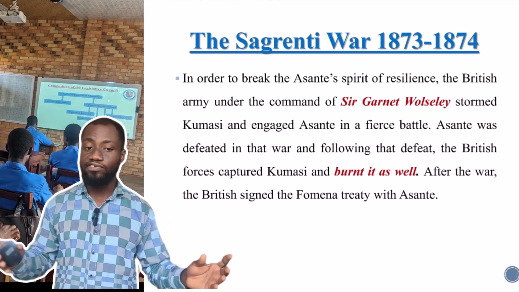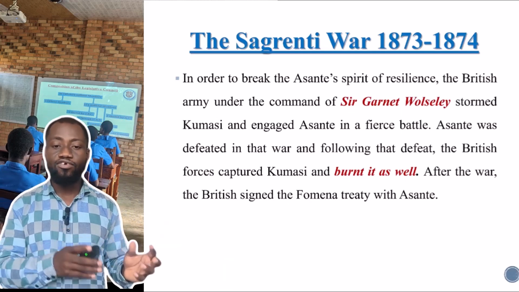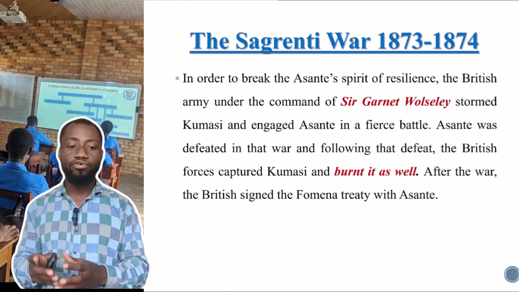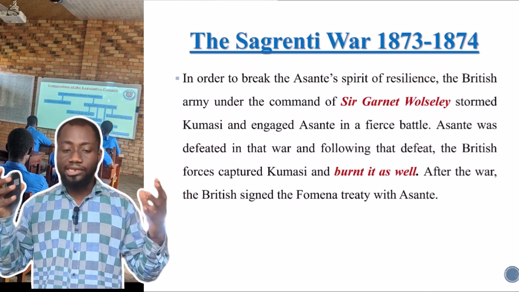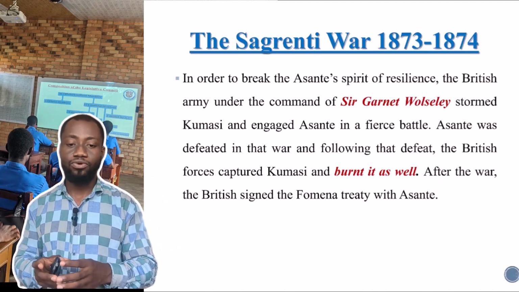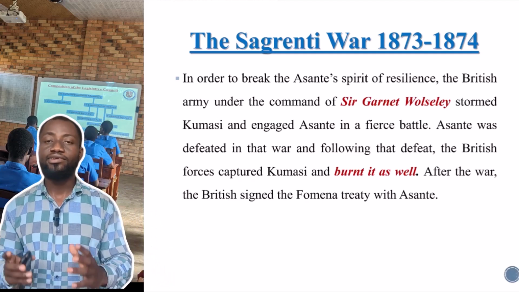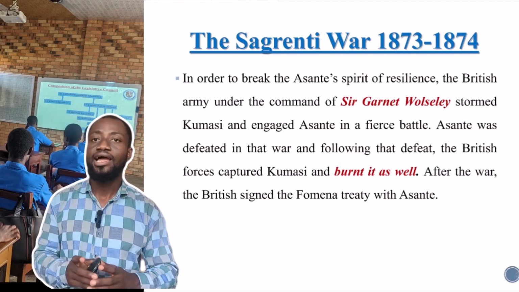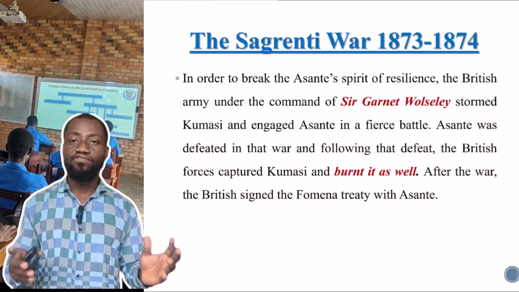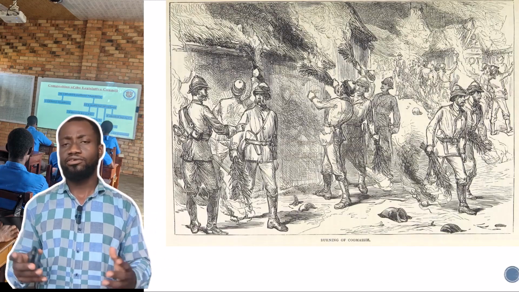So Asante was defeated in that war, and following that defeat, the British captured Kumasi and burnt it as well. After the war, the British signed the Fomena Treaty with Asante. Now, that war was very, very devastating. Asante was defeated in the war. Kumasi was actually burnt down.